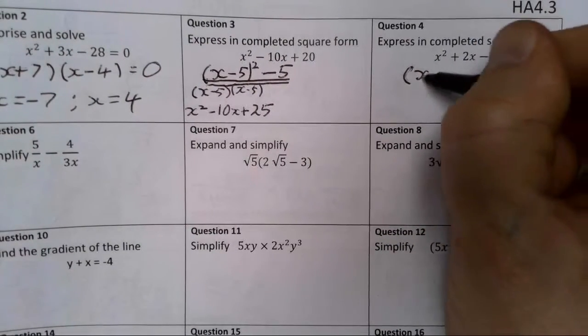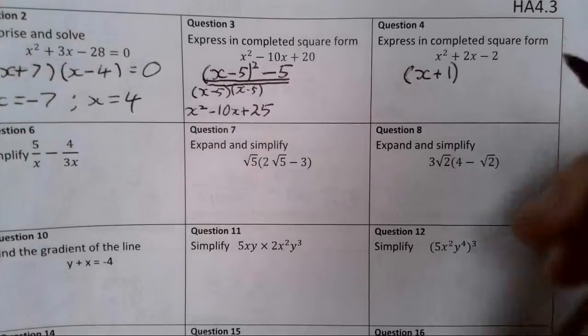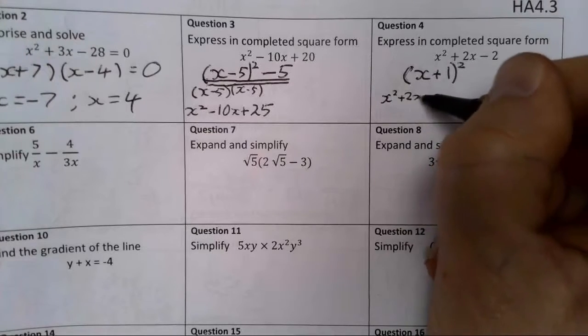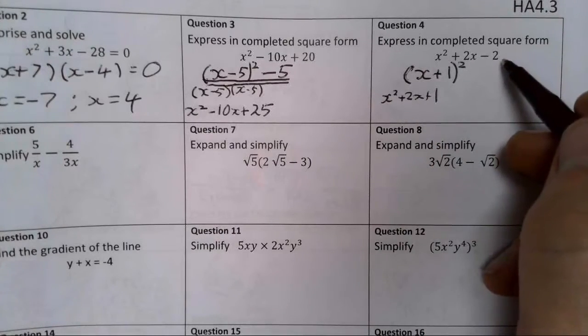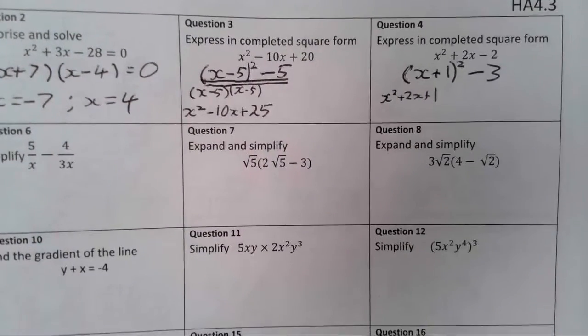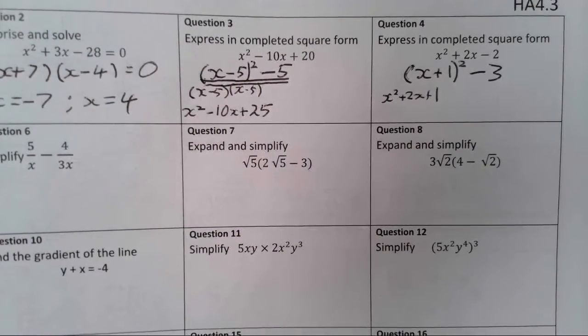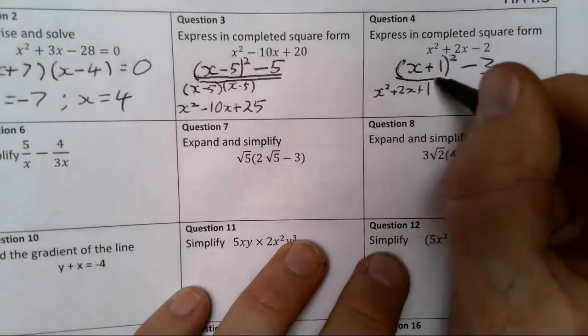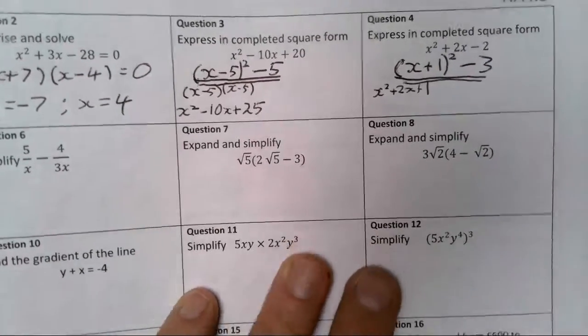This one, I'm just going to do x plus 1 squared. That would give me x squared plus 2x plus 1. But I need to have minus 2, so I need to take away 3. Question 5. That's the correct answer there. Question 5.